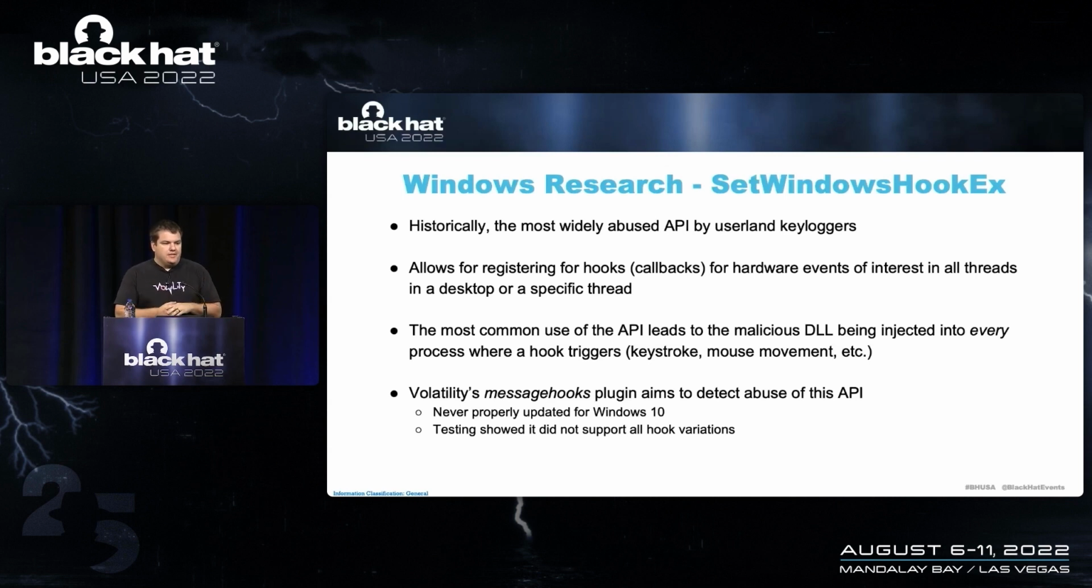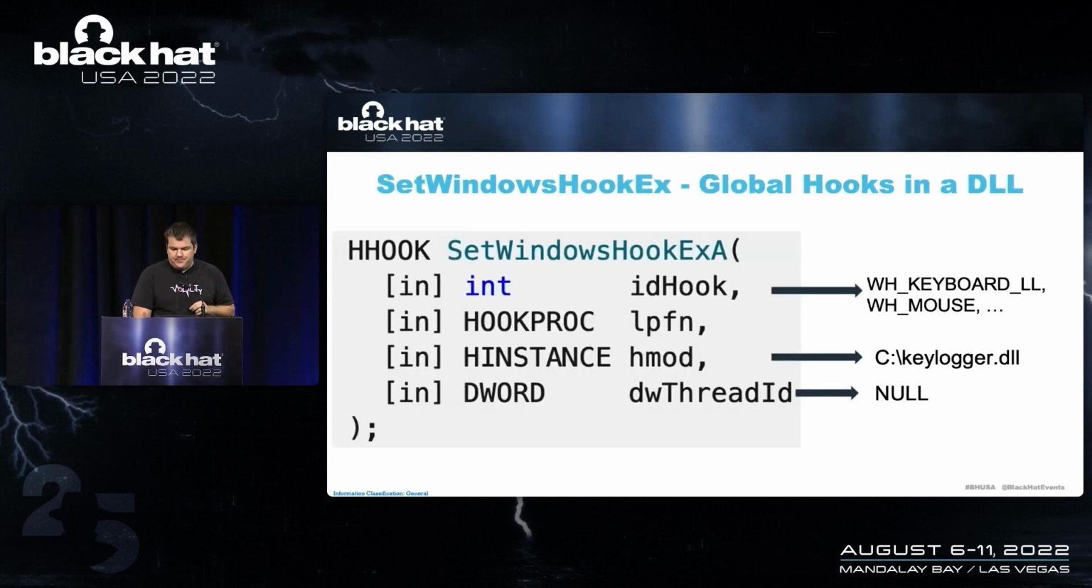So inside of Volatility, we have a plugin called messagehooks that's been around for years and years, but it was never properly updated for Windows 10. And when we really studied the SetWindowsHookEx usages out in the wild, we realized there were some variations on it that we weren't detecting. And one of them that I'll talk about, I actually don't know anyone in the field who knew about it before. So it's something that wasn't known, but we want to detect all of it.